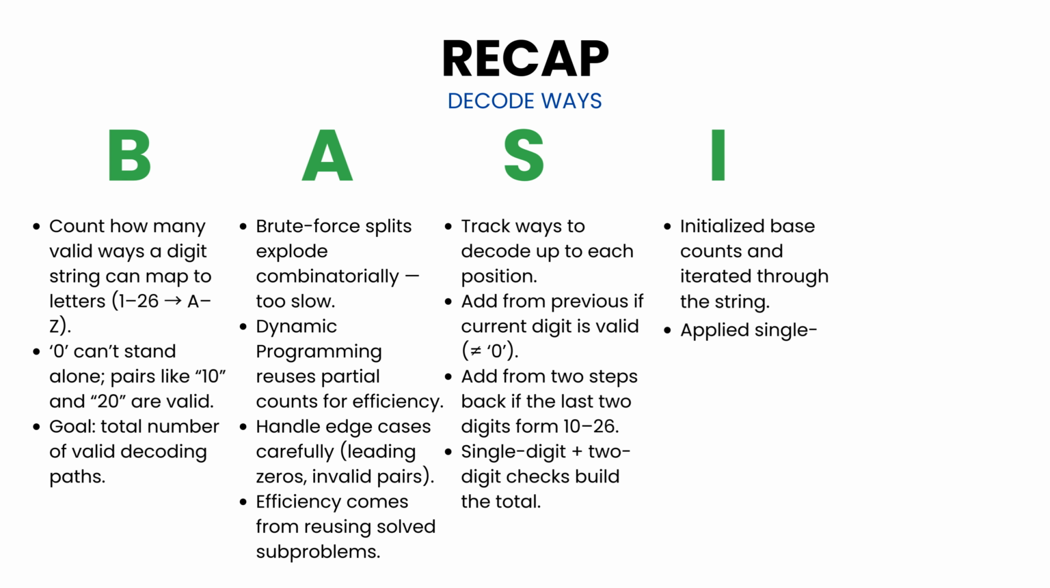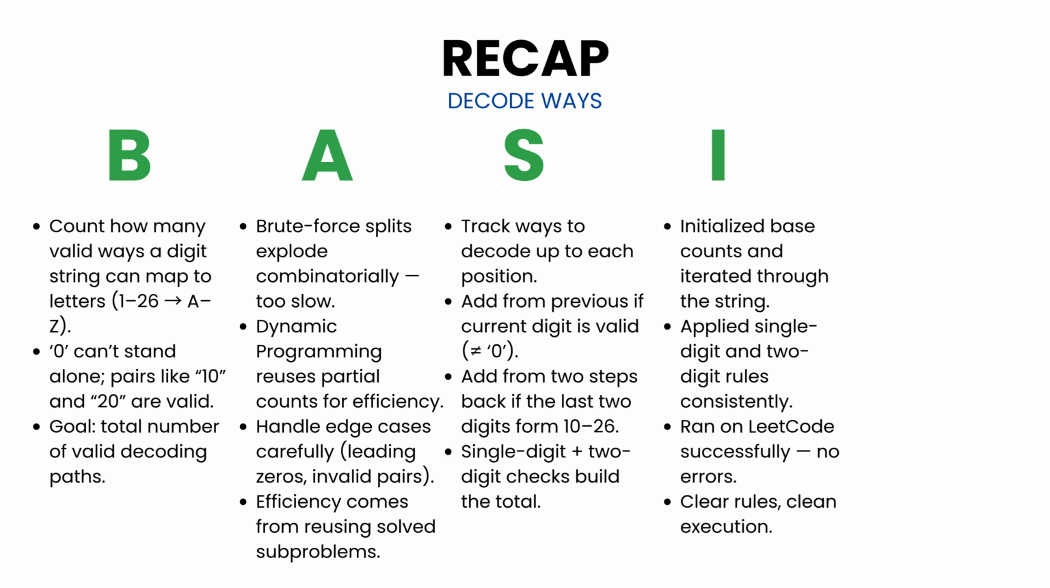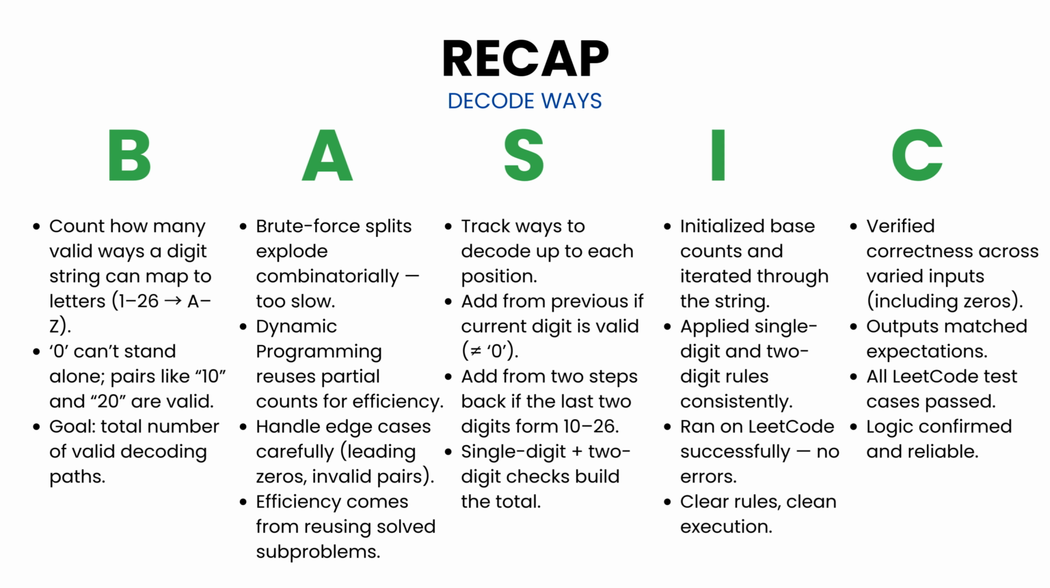Implement recap. We implemented this logic in Java and ran it on LeetCode without any errors. The DP solution worked efficiently in O(n) time and space, and we even noted that it could be optimized to O(1) by using just 2 variables. Check recap. After running our test cases, the output matched perfectly with expectations. The DP table captured every valid decoding path, confirming that the logic worked for both regular digits and tricky zero cases.